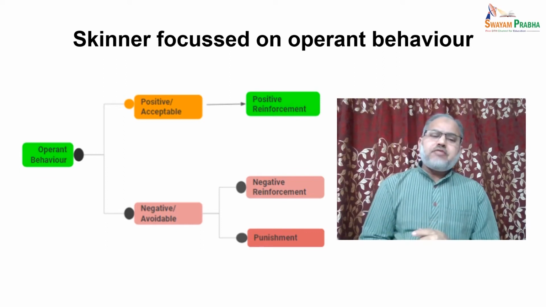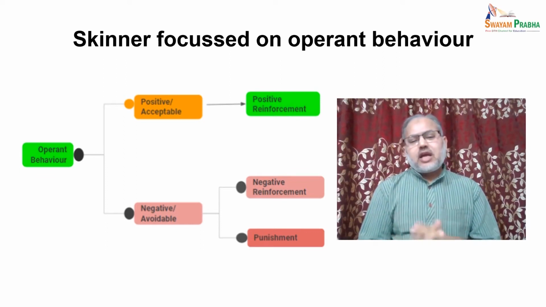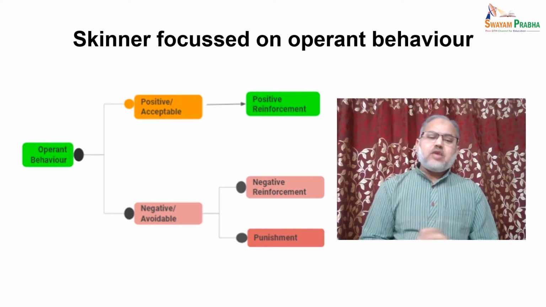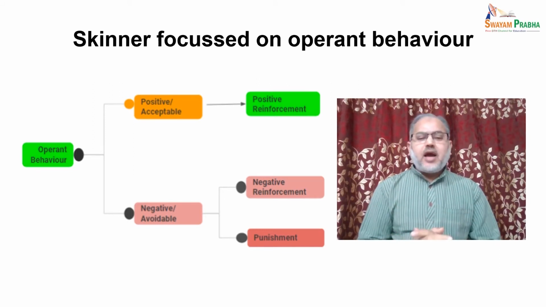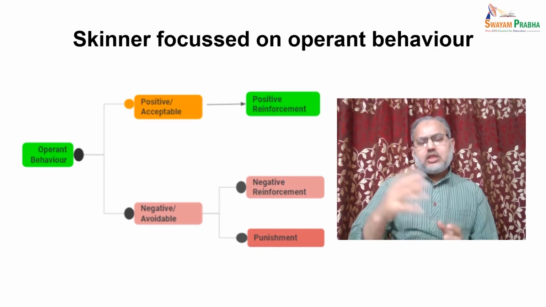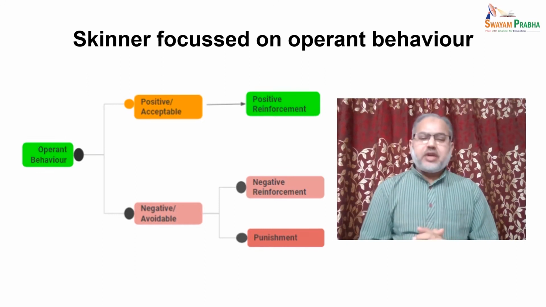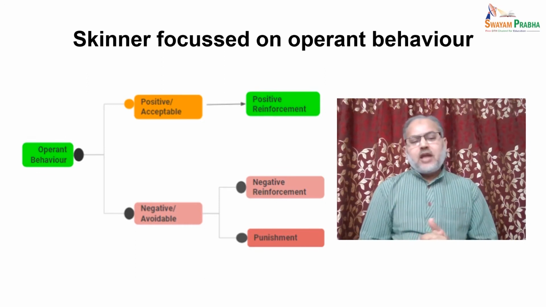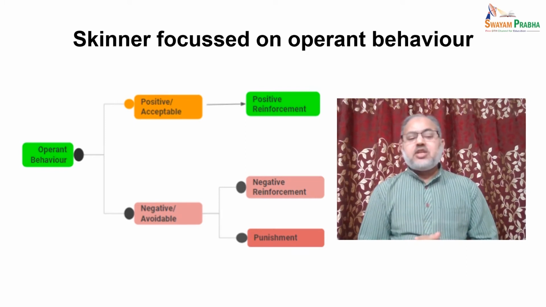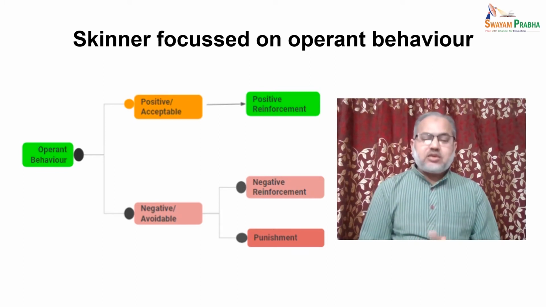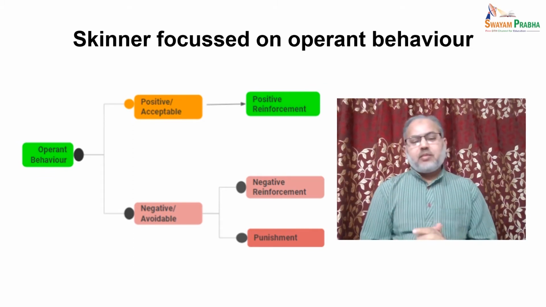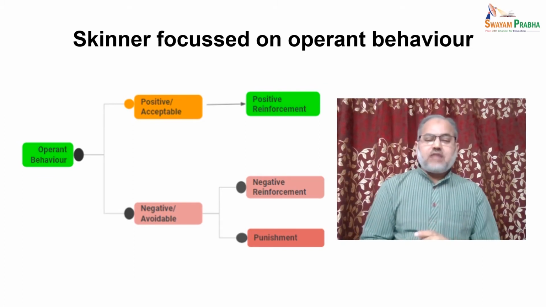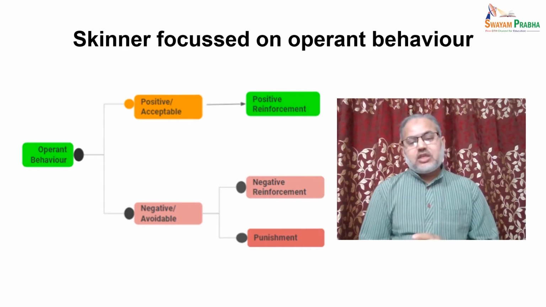So in front of Skinner, you can see in the diagram that operant behavior may be of two types only. The first one is behavior which is accepted by the society, accepted by the community, and appreciated by the society. All these are basically positive operant behavior. The other type may be the negative one, which is not liked by the society, not acceptable to the community or the family members. Those behaviors which are avoidable in nature are basically negative behavior.